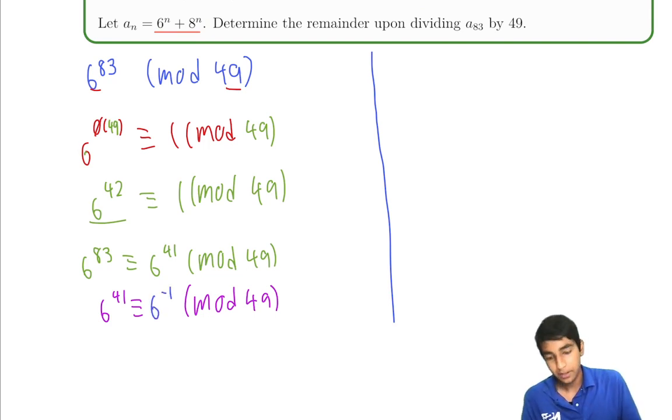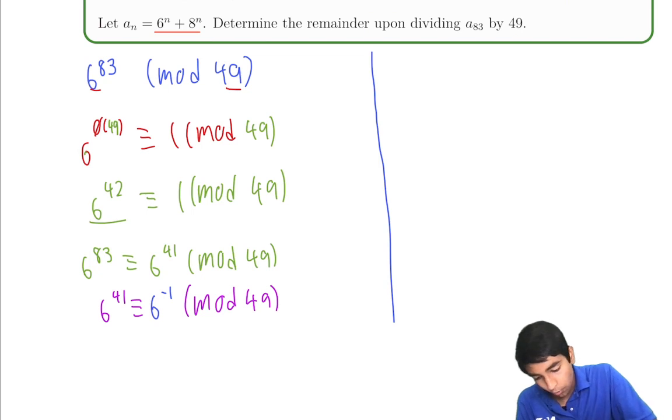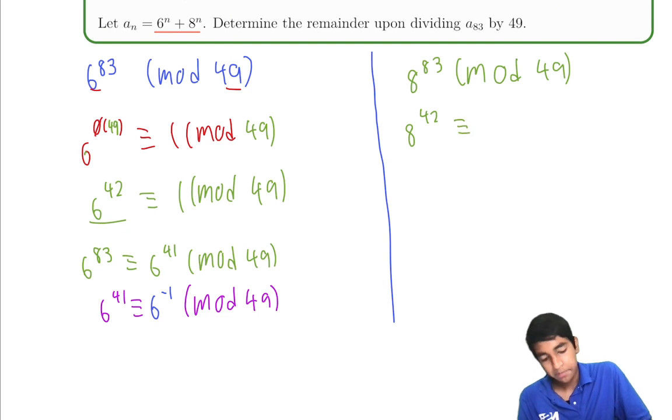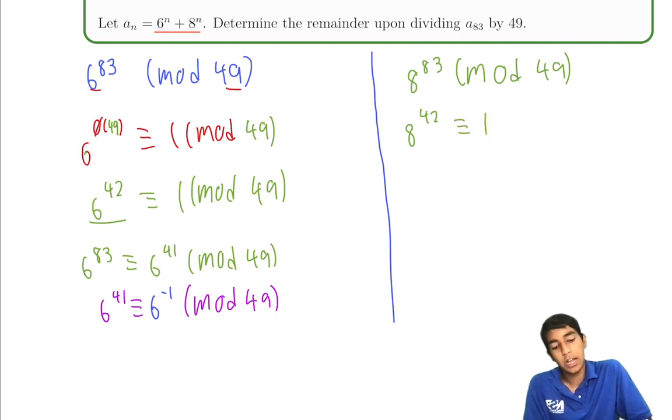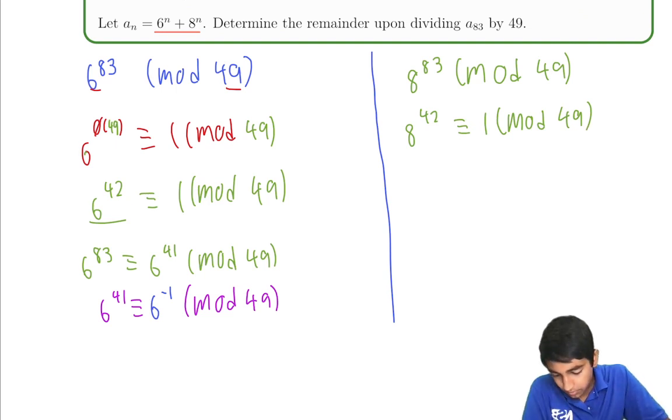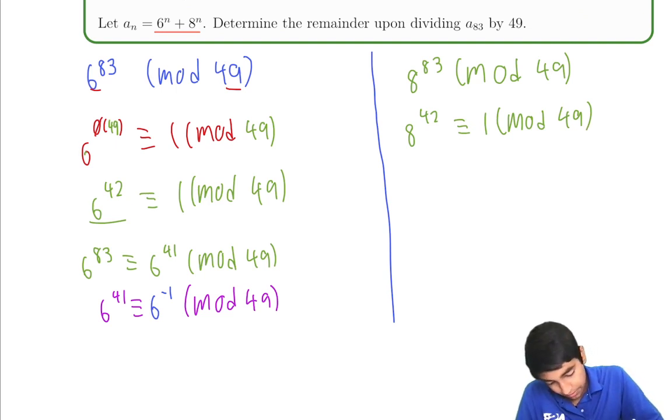And oh, what about the 8 part? Well, 8 to the 83 mod 49. We know by the same logic, 8 to the power of 42 is 1 mod 49. 8 doesn't share any factors with 49, so we're good. Cool. So we get something similar by the same logic. 8 to the negative 1 mod 49, it's the same thing as this.